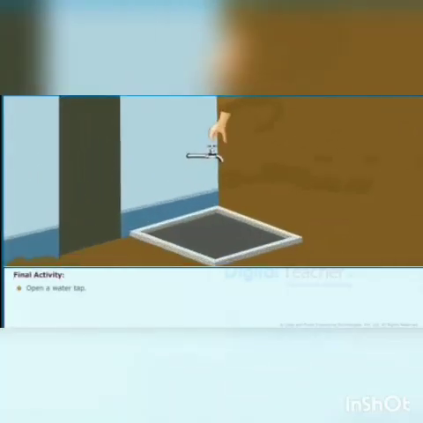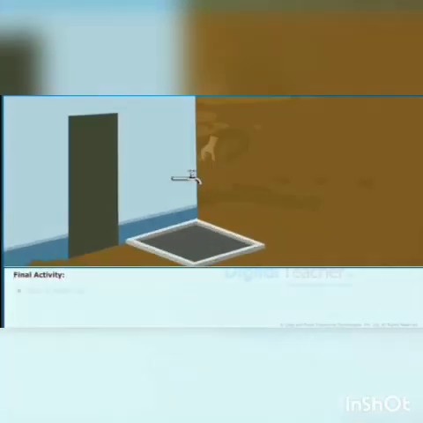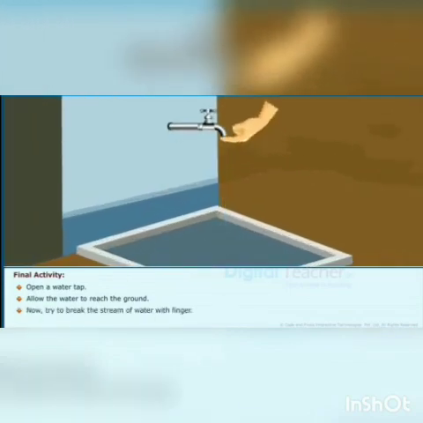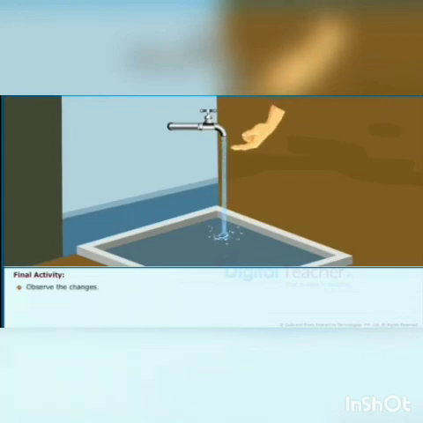Let's move to another activity. Open a water tap. Now allow the water to reach the ground. Now try to break the stream of water with a finger. Release the finger after a few minutes. Observe the changes.